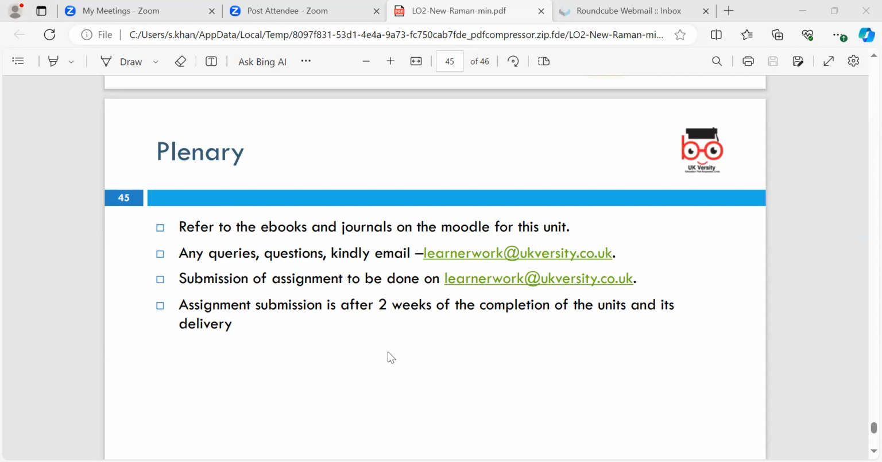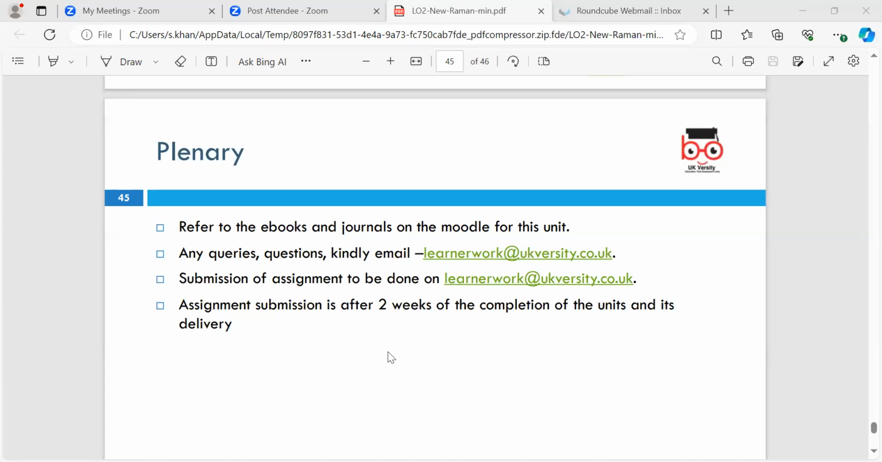Okay. And once it's marked and it's sent to the actual body that your qualification is from, I don't know the exact time limit, so you're better off emailing them. But I do know that 2 weeks after the completion, it may come to me to do the marking and things. Right. And then it would be sent to the external body that's dealing with your qualification. Right. Okay. Got it. Okay, so I mean, email them. They will tell you everything more in advance. Learner work at UK Varsity.